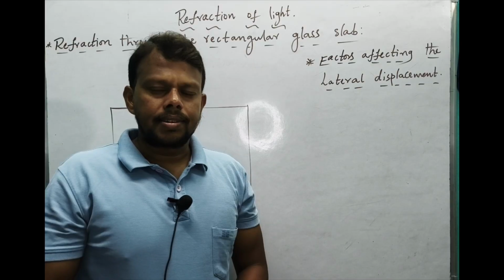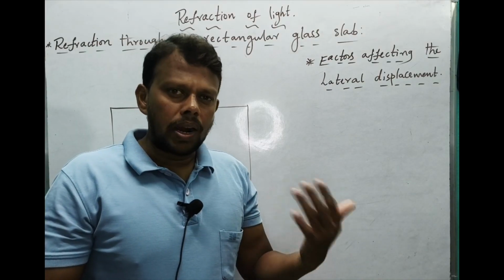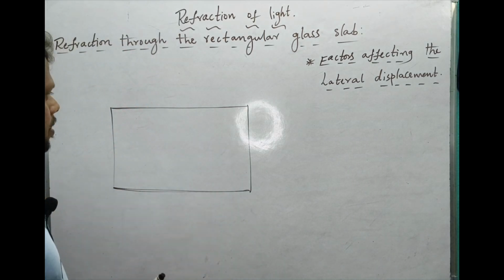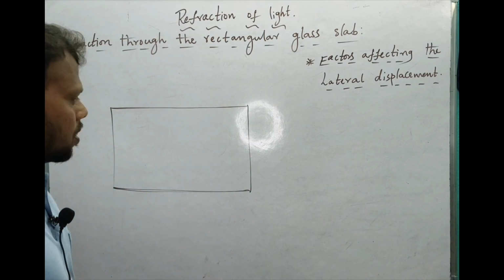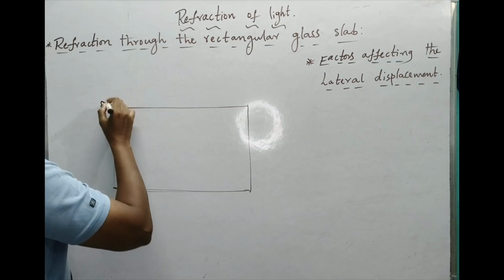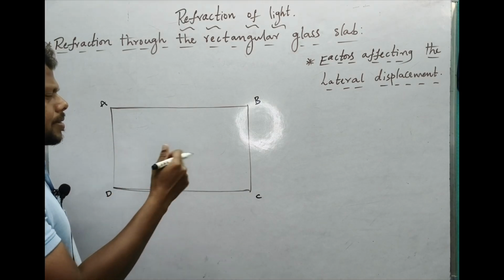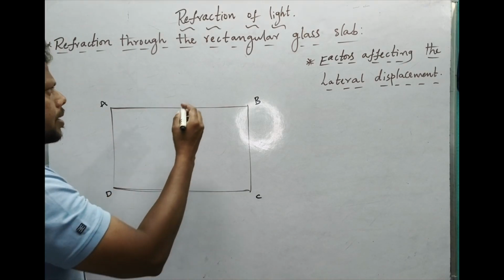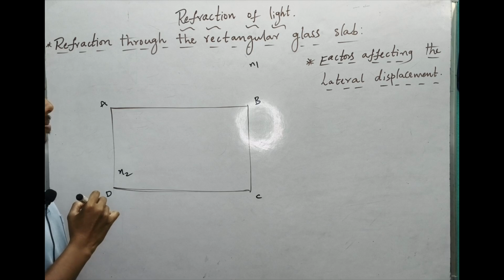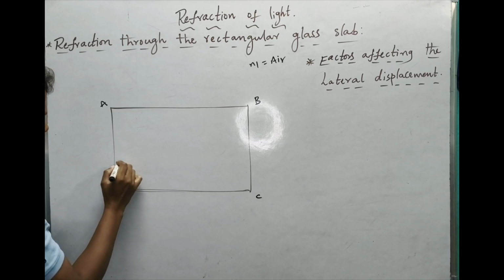Let us take a rectangular glass slab and place it on a whiteboard or drawing board. There is a white paper on the drawing board. Place the rectangular glass slab, use a pencil, and draw the outer lines, then you will find a rectangular box. It has 4 vertices. Let me remove the glass slab and give the naming A, B, C, D. We place this rectangular glass slab in air. The refractive index of air is N1 and glass is N2. So the first medium is air, the second medium N2 is glass.